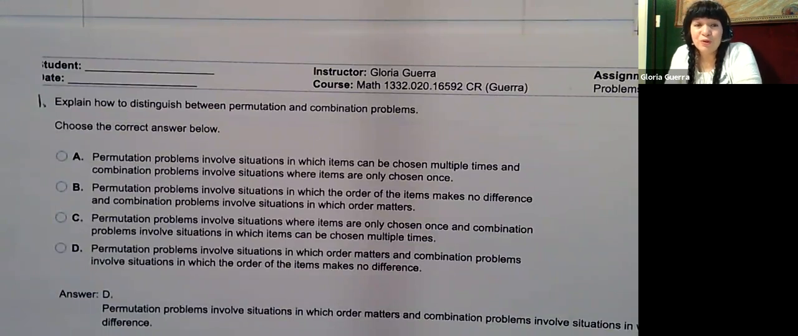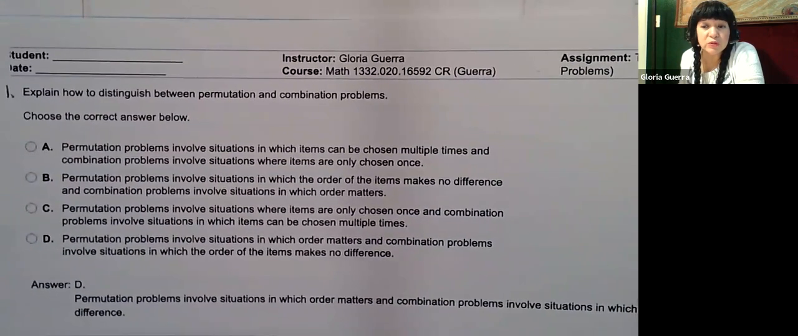I know normally you think in a combination lock the order is important, but remember for this subject and these applications, it's contrary, it's the opposite. So it's the permutation. I hope that will help you remember that. That's usually what I think of to help me remember this. So in our choices, it'll be answer D then. Permutation problems involve situations in which order matters, and combination problems involve situations in which the order of the items makes no difference.